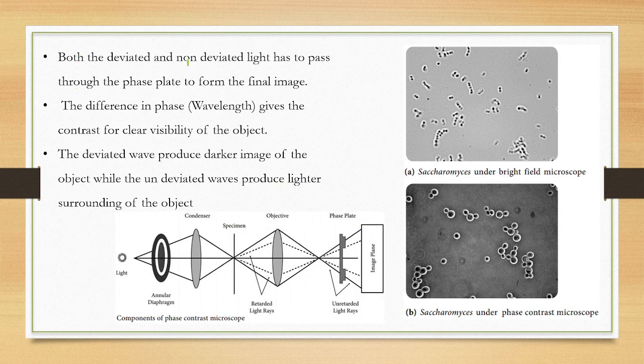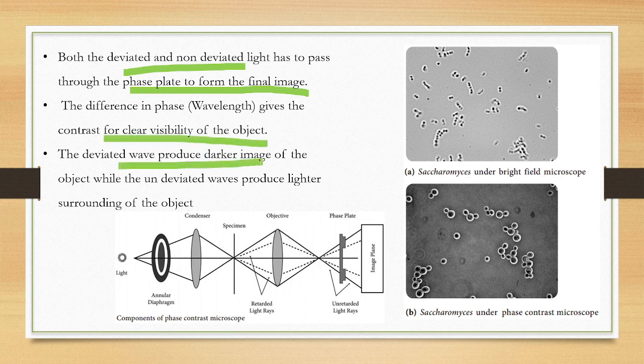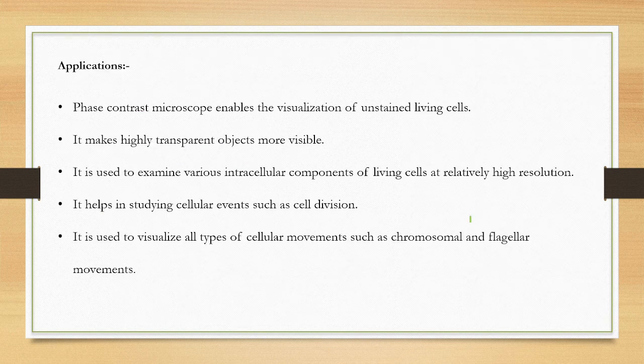Both the deviated and non-deviated light have to pass through the phase plate to form the final image. The difference in phase gives the contrast for clear visibility of the object. The deviated wave produces a darker image of the object, while the undeviated waves produce a lighter surrounding of the object. So this is the object viewed under a phase contrast microscope, and this is under a bright field microscope. Look at the picture differences.